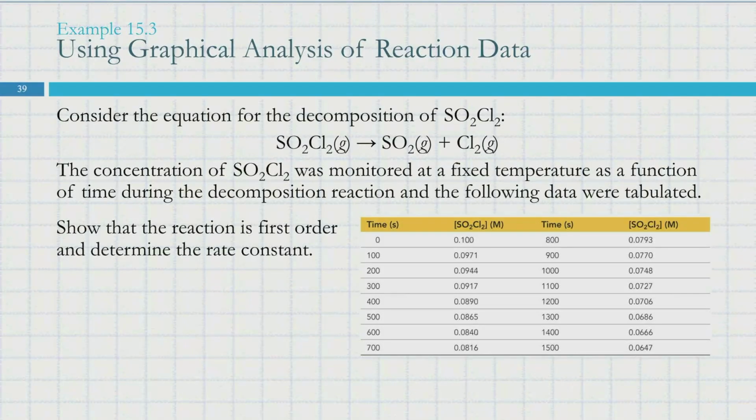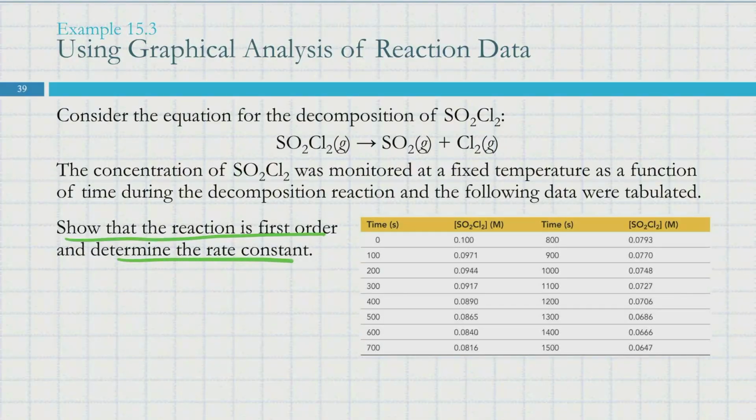This is an example. You don't have to do this calculation because that's a lot of data. So this is that thing I was talking about. The concentration of our reactant was monitored at a fixed temperature. So our rate constant is constant. And as a function of time, during the decomposition reaction, the following data were tabulated. Show that the reaction is first order and determine the rate constant.